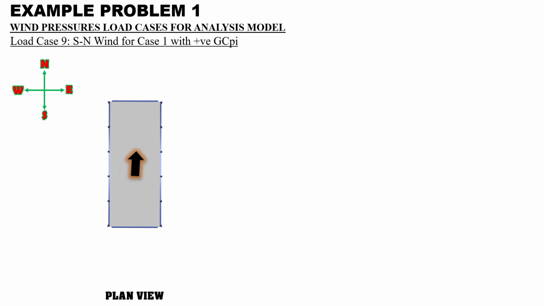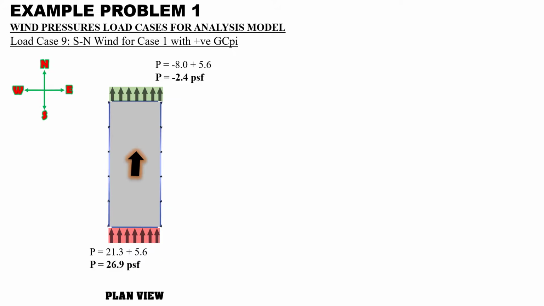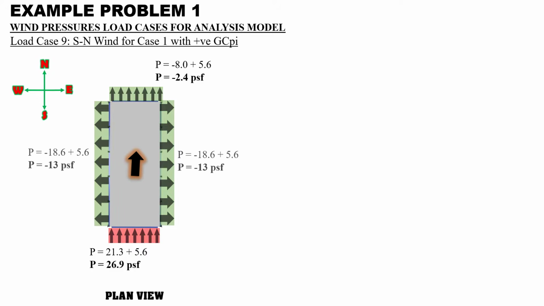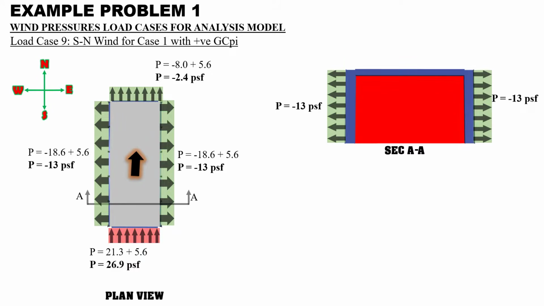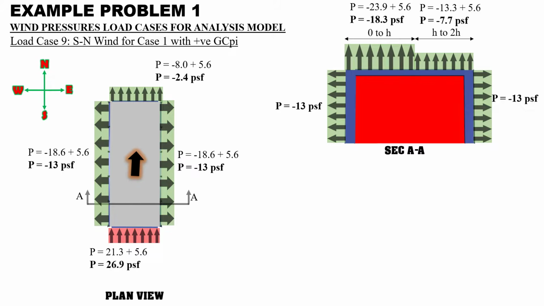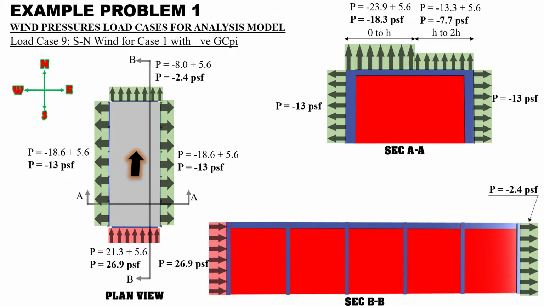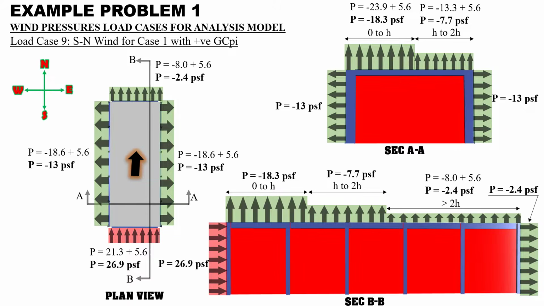Now for load case 9, wind is blowing from south to north, for case 1 with the positive GCPI. So this time this wall becomes the windward wall and there is a pressure. And this wall becomes the leeward wall and here is the pressure. And these walls are now the side walls. When we cut a section, these are the side wall pressures now and the roof pressures region wise. Section B. Alright.